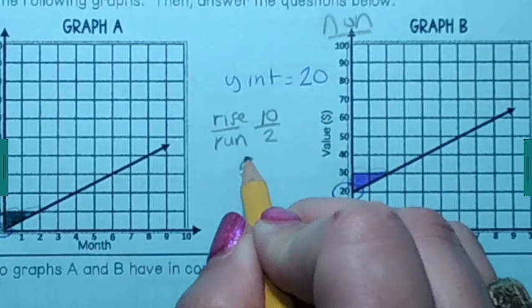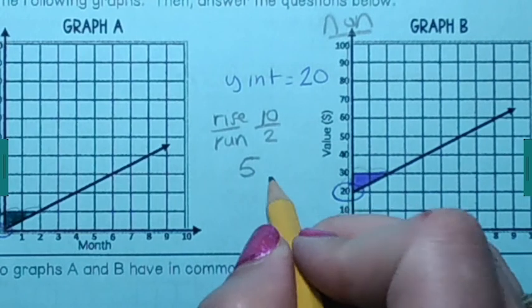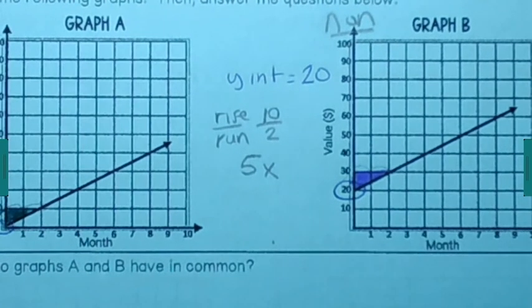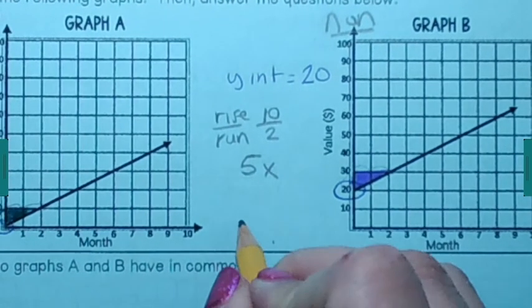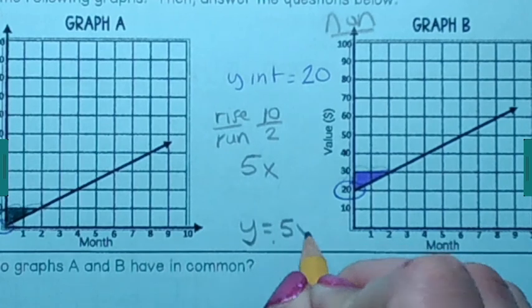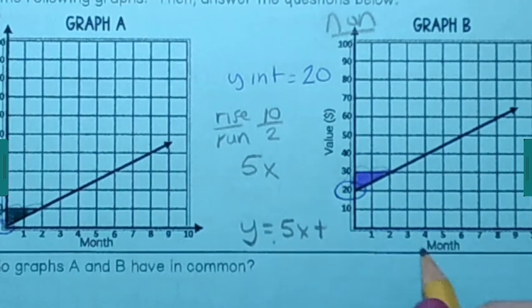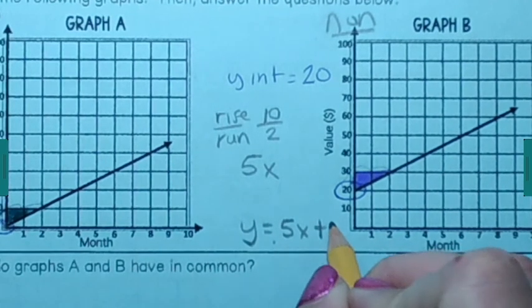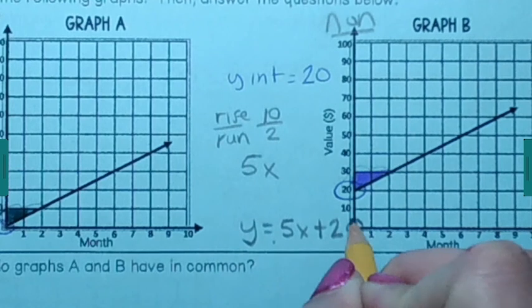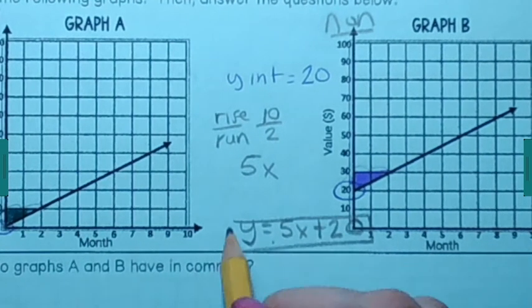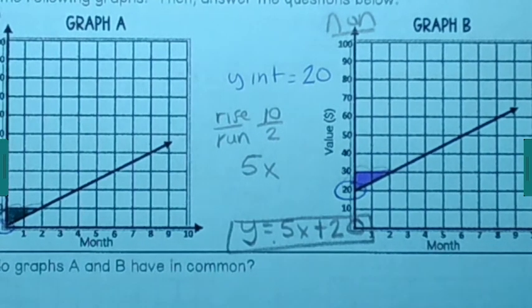5. And what do we always attach to our rate? An x. So this equation is y equals 5x plus what? Okay. Plus 20. Good. Plus 20. Okay. This one was plus 0 because the y-intercept is 0. Remember, you always want to go back and put that y-intercept in as your plus or minus. That's the b in that equation, y equals mx plus b.